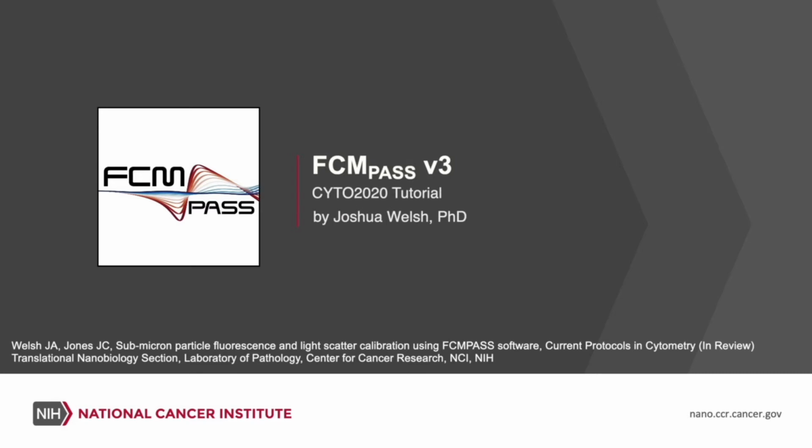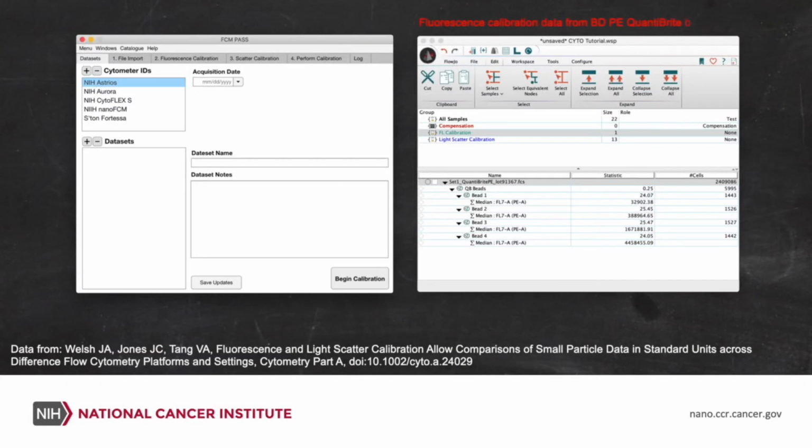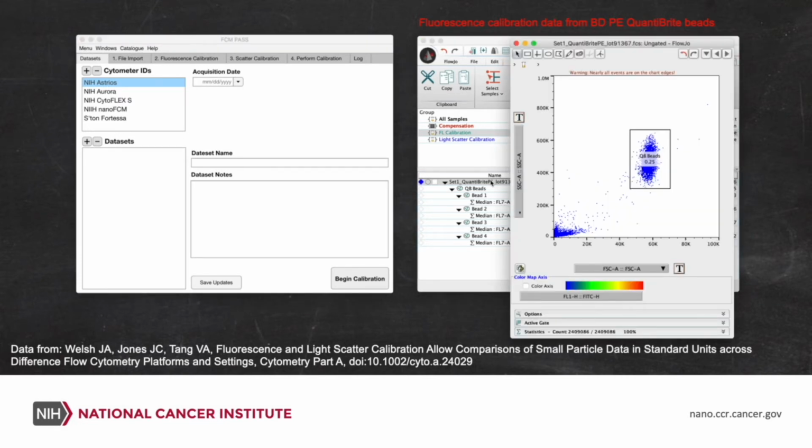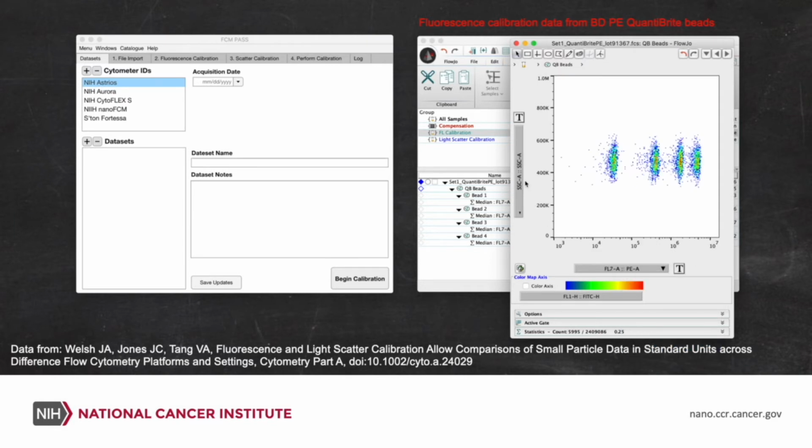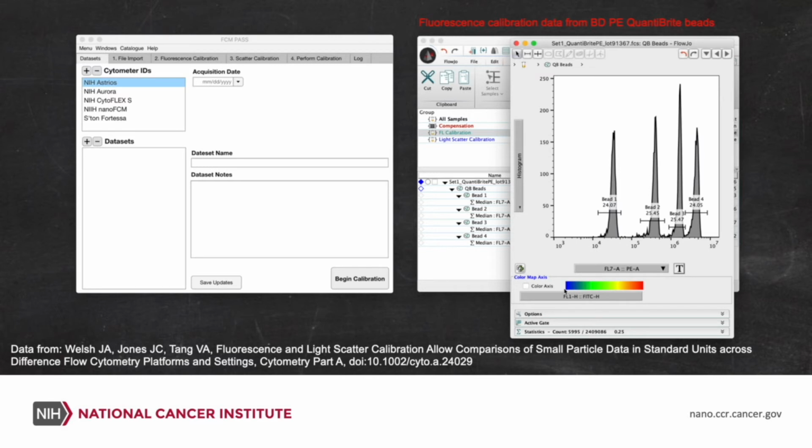So today I want to take you through calibrating a dataset from start to finish with the FCM-Pass software. This is the new version 3 software. So these are some BD Quantibright MESF beads, and I'm just going to show you how they were gated. So we're gated on forward scatter and side scatter here. And we'll just look at the PE channel and turn this into a histogram. And you can see each of the gates for the beads.